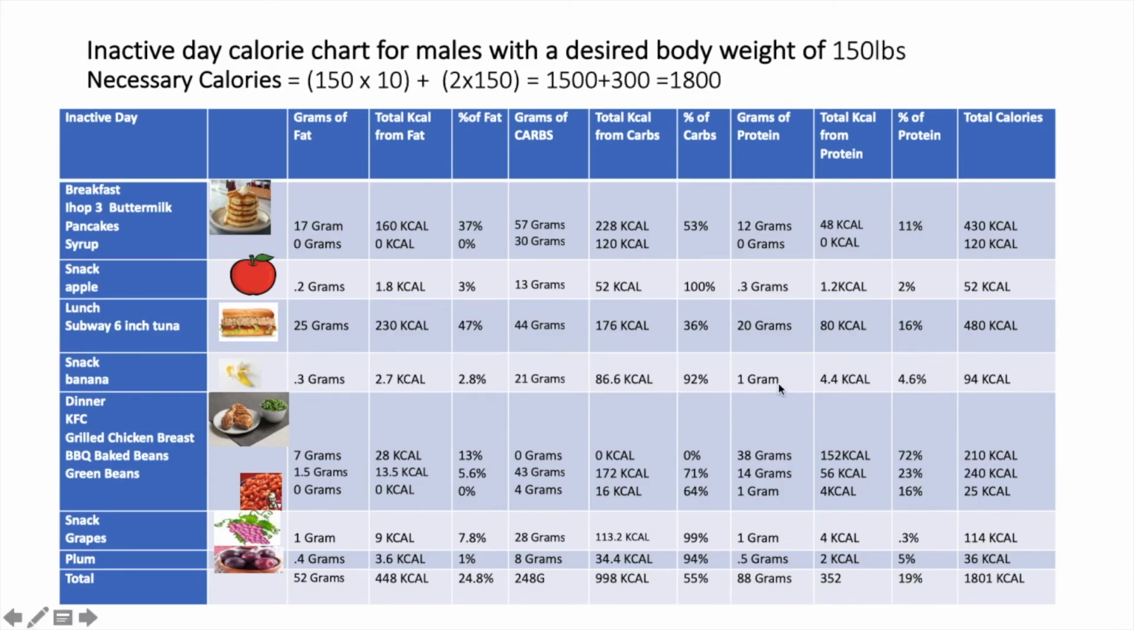Here is an example. So, if I want to weigh 150 pounds, I need to take my desired body weight, which will be 150 pounds, and I will have to multiply it times 10. And remember, this is for an inactive day. Then I have to add double my desired body weight, which is 150 pounds. So 1,500 plus 300 equals 1,800. And again, that is the amount of calories that I'm going to intake for that day. I may go a little over, I may go a little under, but it's not going to be too much different from that goal of 1,800 calories.